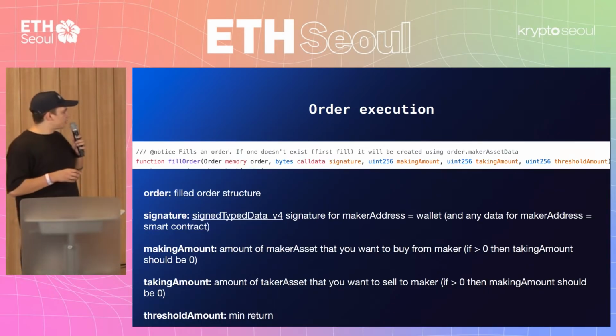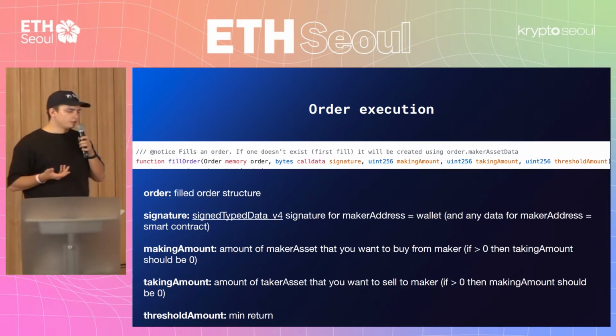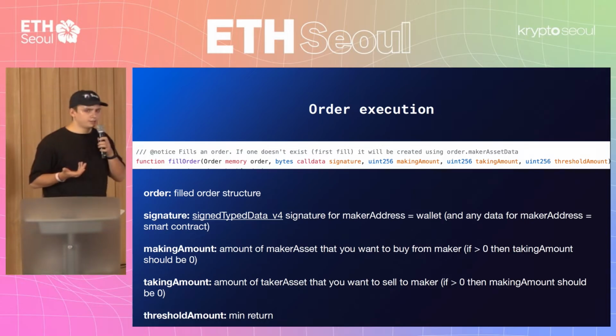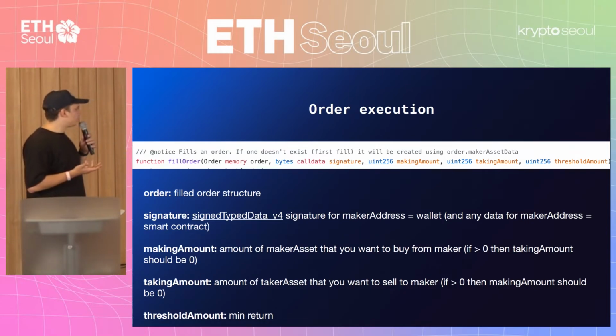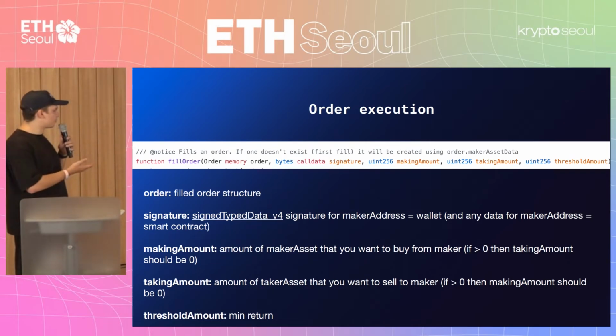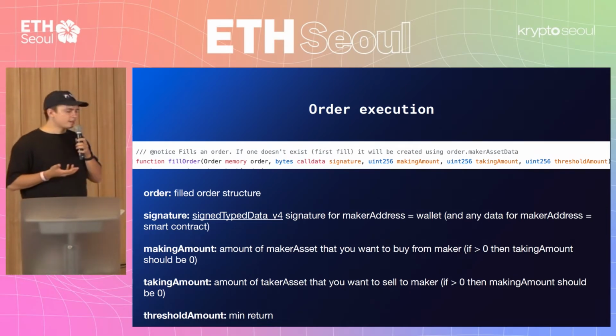So let's talk a bit about order execution. If you need to fill this order, you need to use a function called fillOrder on the smart contract. For that, you need to pass parameters such as the order structure, as I described before, and also a signature. We do support signTypedData signature for that.